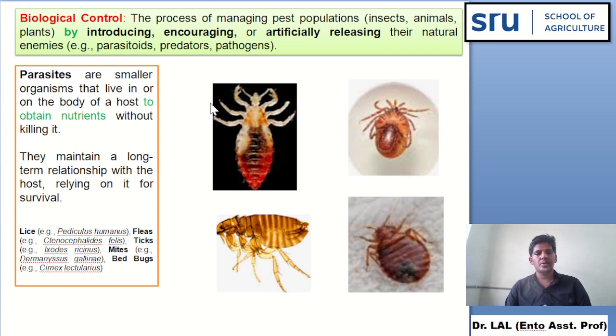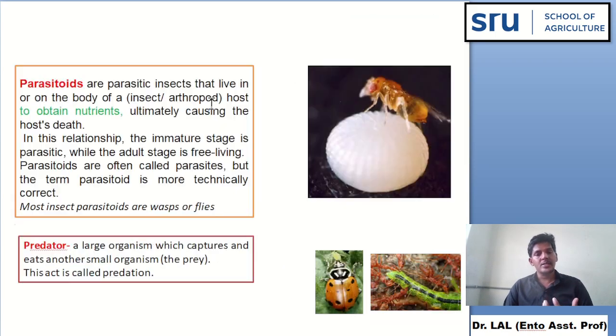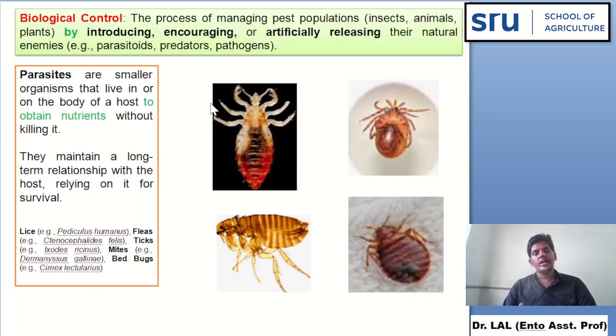In biological control, we are using parasites, mainly parasitoids and predators. What are parasites? Parasites are small organisms that live in or on the body of the host to obtain nutrients, but they do not kill their host. This parasite maintains a long-term relationship with its host for its survival.